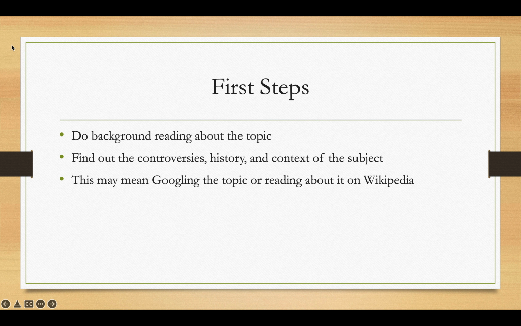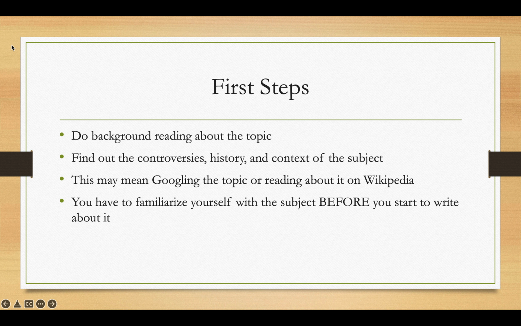And it can be very simple in the beginning. You can Google the topic, you can read about it on Wikipedia, just to get a broad overview of what is happening. You must familiarize yourself with the topic, though, before you start to write about it. Because as I said, you cannot write about something that you do not understand.